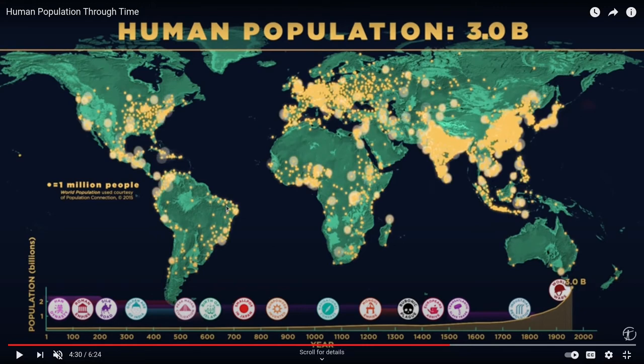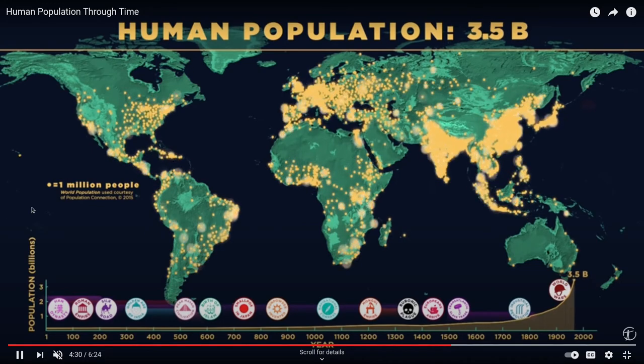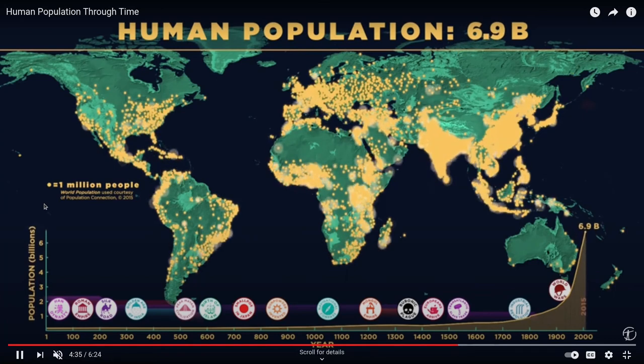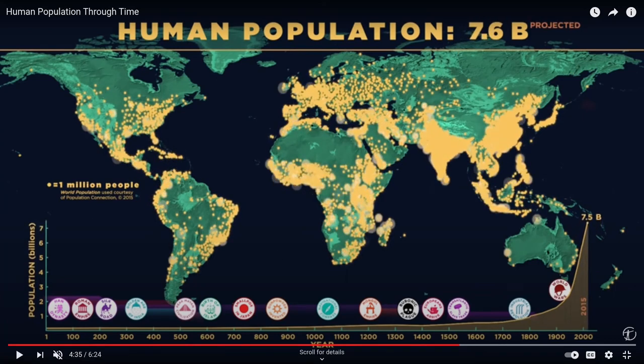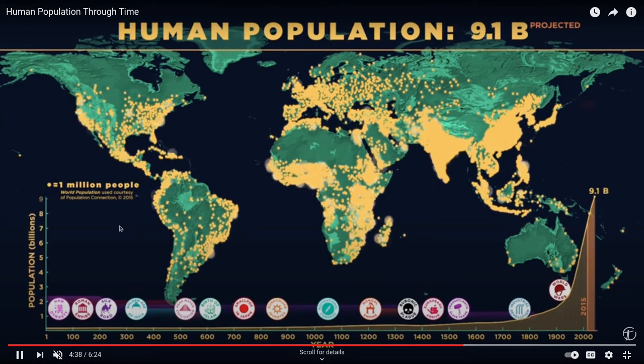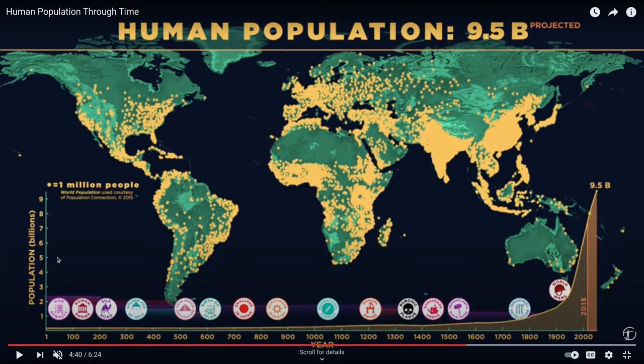So scrolling through again, going back from about 3 billion people, 3, 4, 5, 6, 7. And that's about right where we are right now. We're just over 7.7 billion, someplace in there. So it was a projection. They run it out a little bit. 7, 8, 9. That's about right.